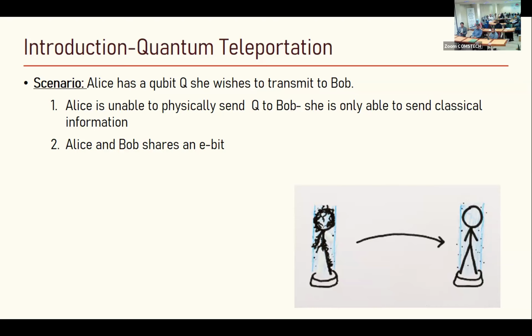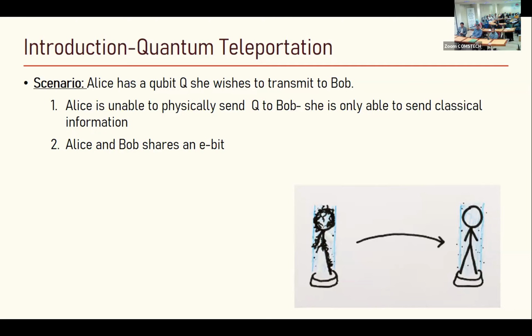I would like to repeat that. It teleports one qubit using two classical bits at the expense of one EBIT. Okay? So now can you see a similarity, or rather a difference, in superdense coding and teleportation?